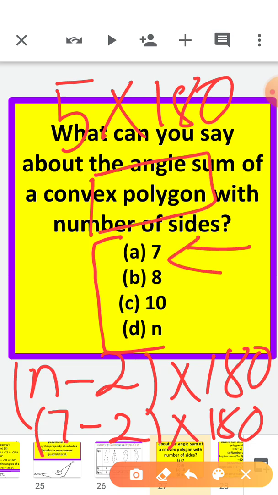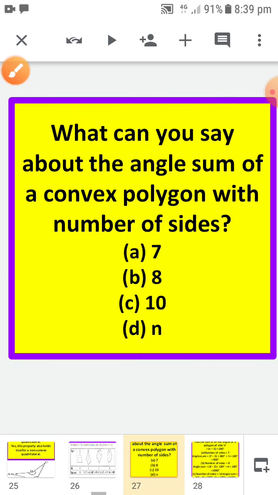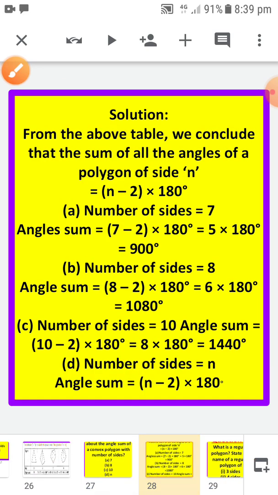Now in the same manner, put n equal to 8. 8 minus 2 is 6, so 6 into 180. Then for part C, 10 minus 2 gives you 8, so 8 into 180. Now in the fourth part, you have n, so n minus 2 into 180 will be your answer. Okay, let's see how it has been done.